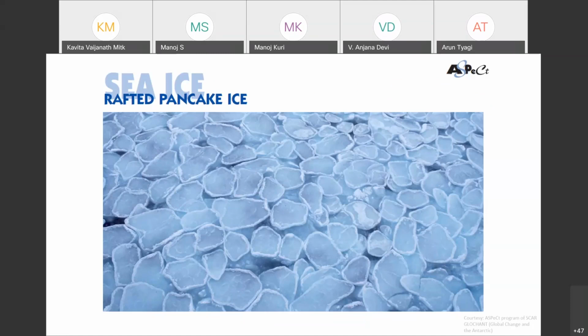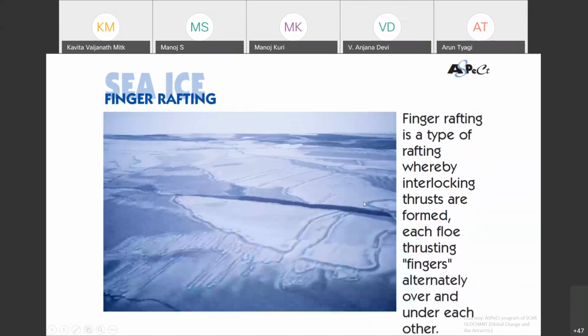So you can see how this pancake ice looks like. It really looks like pancake, right? Then this is one another formation. Basically, there are various features. Apart from pancake ice, there are ice floes as well. So floes are nothing but formed due to rafting process only, but later on they get converted into ice sheet.